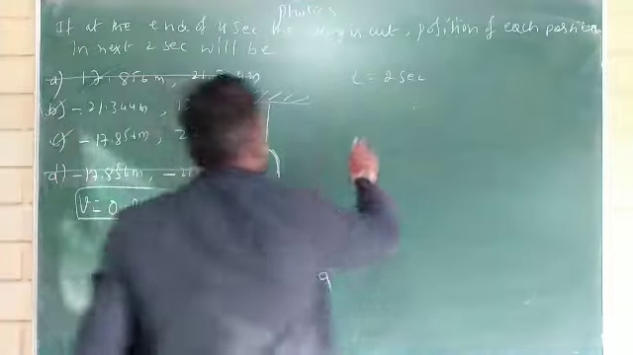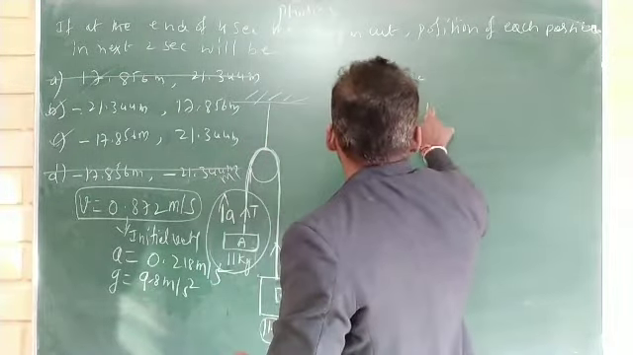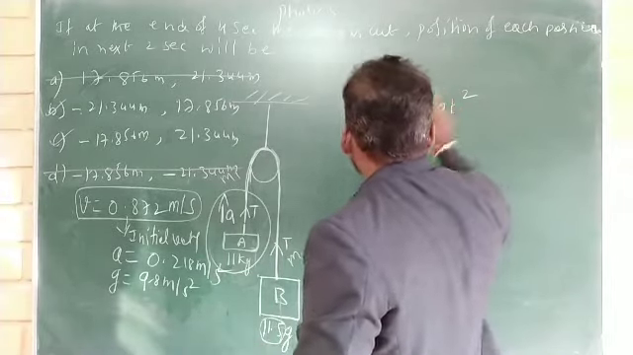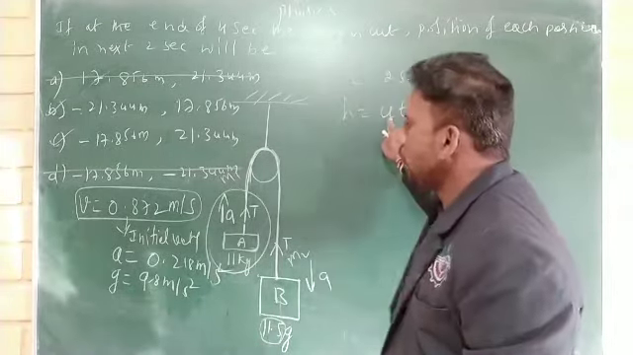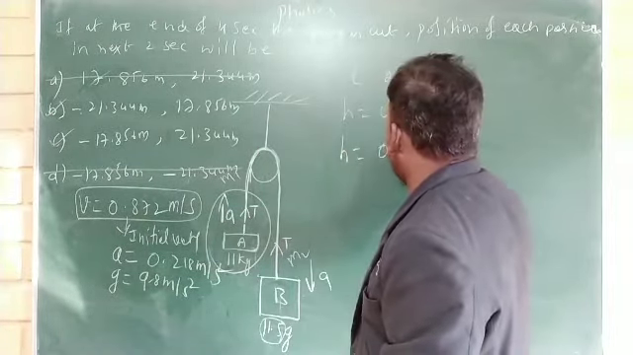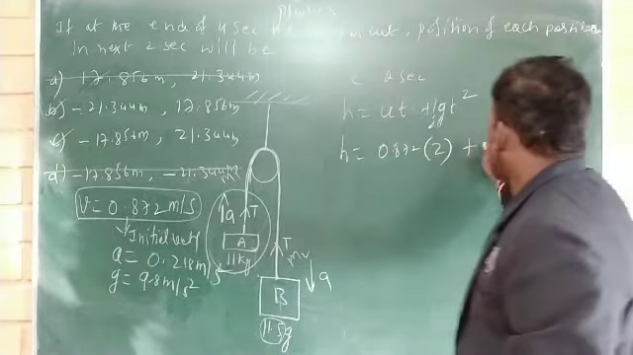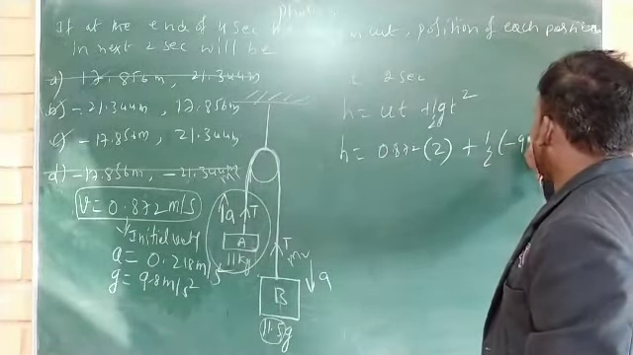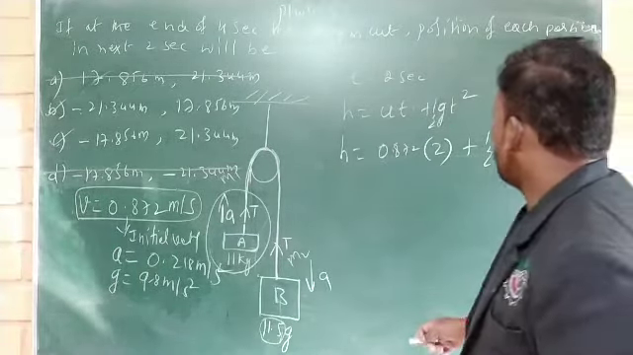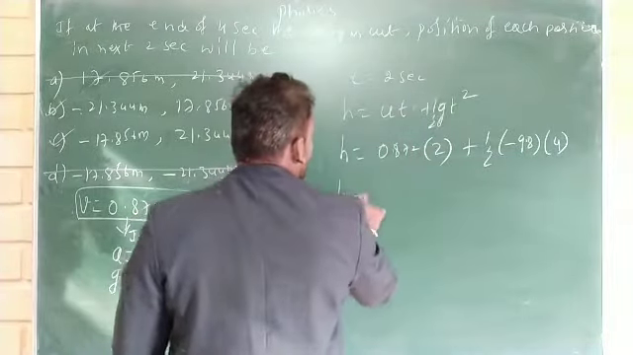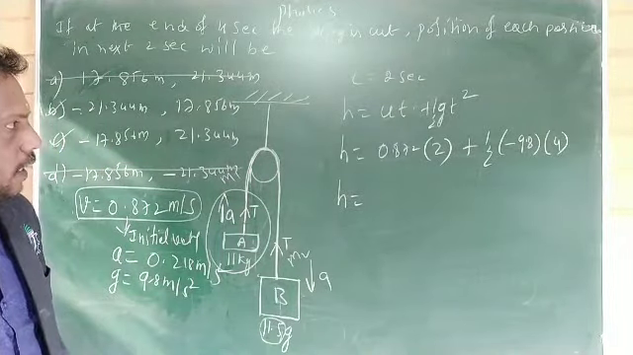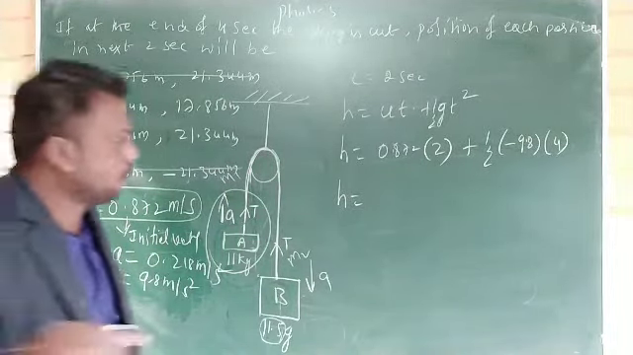We know the equation of motion: h is equal to ut plus half g t square. Here g is taken as negative, and u is equal to 0.872. Substitute the values: h is equal to 0.872 into t, which is 2, plus 1 by 2 times minus 9.8 into t square. 2 square is 4. Simplifying, h is equal to 0.872 into 2, which is 1.744.